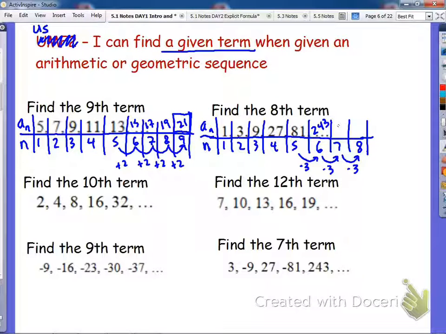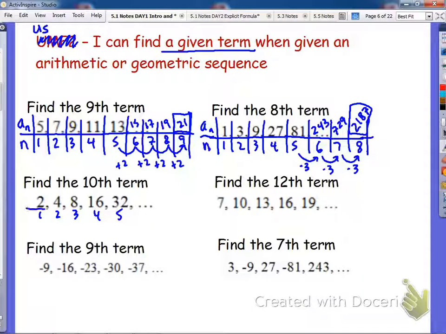729. And what's 729 times 3? 2,187. That's correct. Okay, 2,187. Down here, 10th term. I got 1, 2, 3, 4, 5. I got to go 5 more times. What is the pattern here? Multiplying by 2.